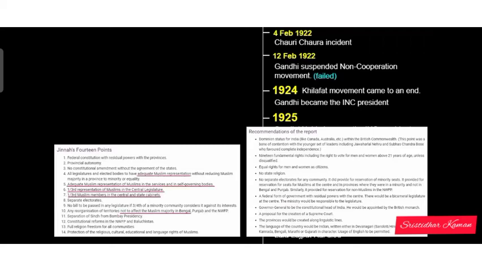Jinnah's aim was to get more rights for Muslims. It was basically a constitutional reform plan to safeguard the political rights of Muslims in self-governing India. So it is obvious that Jinnah was part of the Muslim League, so he had to take the side of the Muslims. From here on, you will gradually see that the Hindu-Muslim unity is fading away.